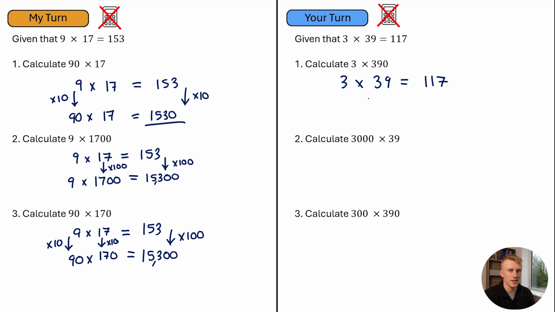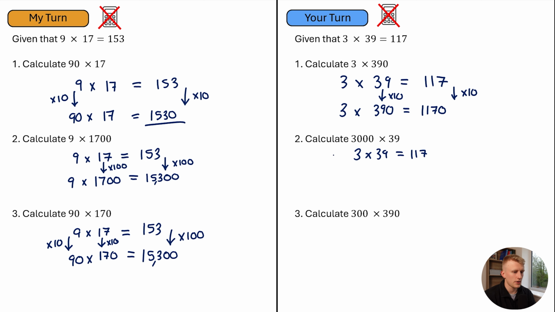Okay, let's run through this example. Calculate 3 multiplied by 390. So I want to look and see what change have I made to the numbers I'm multiplying by compared to the calculation I've been given. And I've multiplied 39 by 10. So I know that I'm going to have the same effect on my answer. I'm going to multiply my original answer of 117 by 10 to give me 1,170.